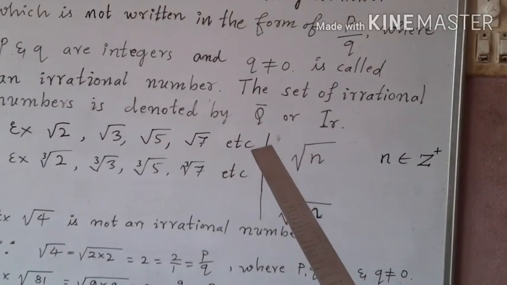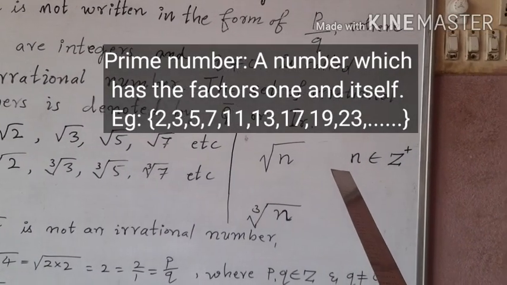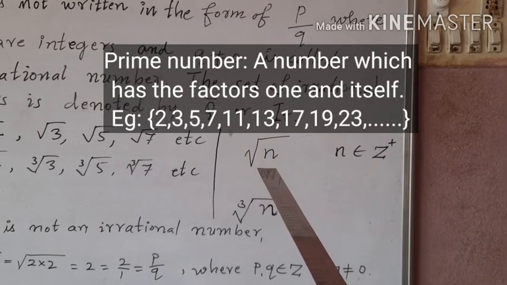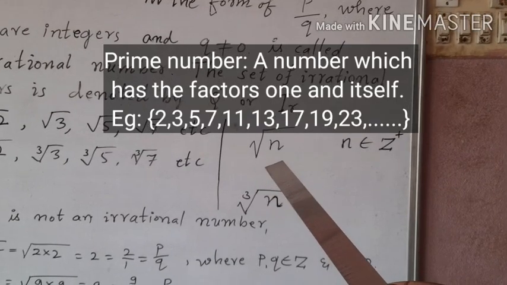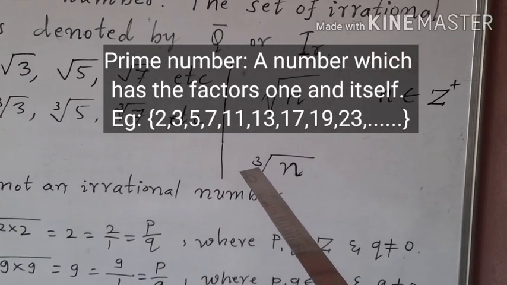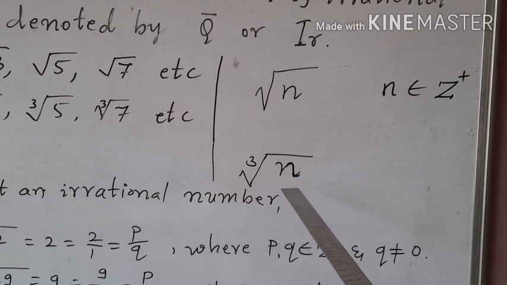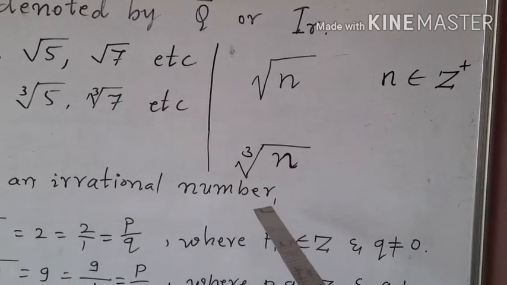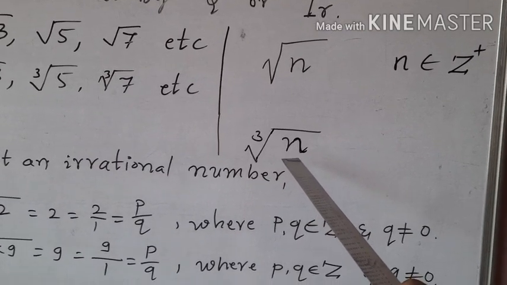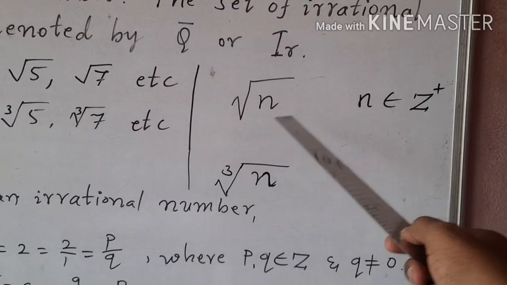Any number written under the square root mark is an irrational number only under conditions. The first condition is n should be a positive integer. Secondly, this n should be a prime number, and this n should not be a perfect square. If any number under the cube root is to be called an irrational number, the first condition is n should be a positive integer, and n should be a prime number, and n should not be a perfect cube here.